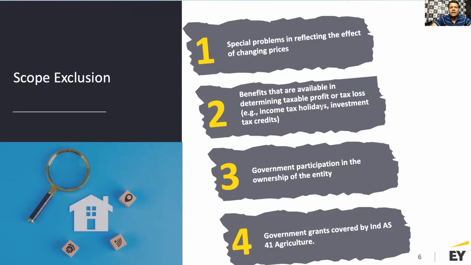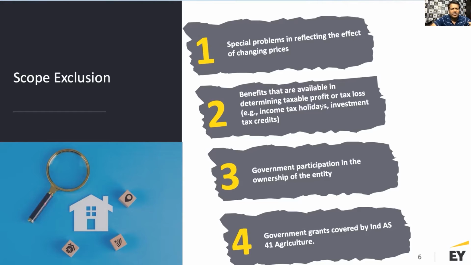Government grants covered by Ind AS 41, agriculture. If there is something to deal with in the agriculture standard, I'm going to talk about this in Ind AS 41, and we're not going to cover it here. The important thing to remember is that if something is covered specifically in any other standard like Ind AS 41, that's excluded from the scope of Ind AS 20. Similarly, if it has to do with income tax or tax losses, it is again excluded, and has to be dealt with in Ind AS 12.